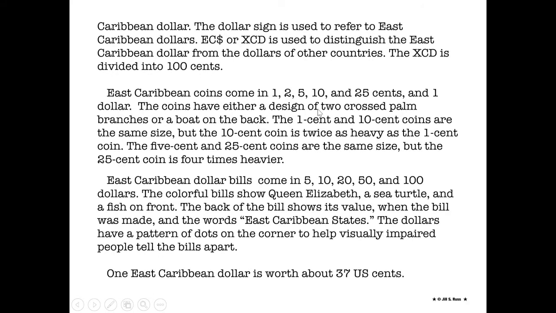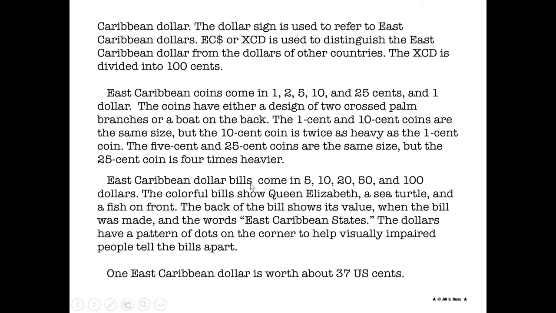The coins have either a design of 2 crossed palm branches or a boat on the back. The 1 cent and 10 cent coins are the same size, but the 10-cent coin is twice as heavy as the 1-cent coin, so it weighs more. The 5-cent and 25-cent coins are the same size, but the 25-cent coin is 4 times heavier. So you can use weight to help you tell them apart.